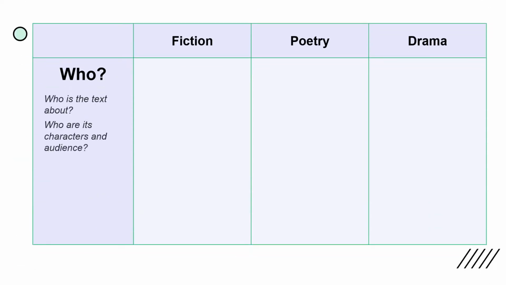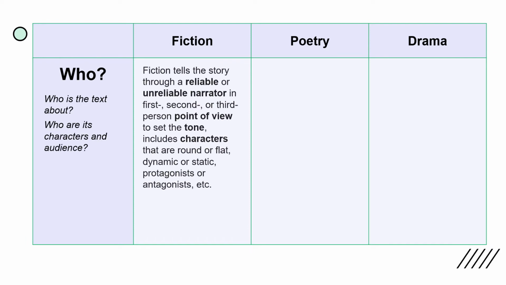First, who is the text about, and who are its characters and audience? Generally, fiction tells a story through a reliable or unreliable narrator in first, second, or third-person point of view to set the tone. It includes characters that are round or flat, dynamic or static, protagonists or antagonists, etc.